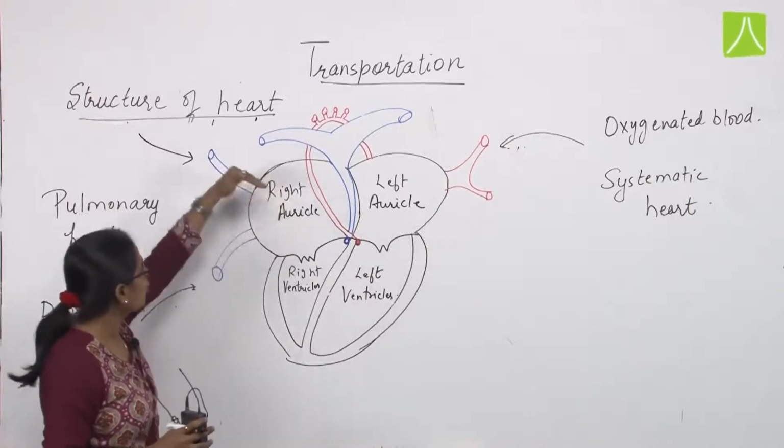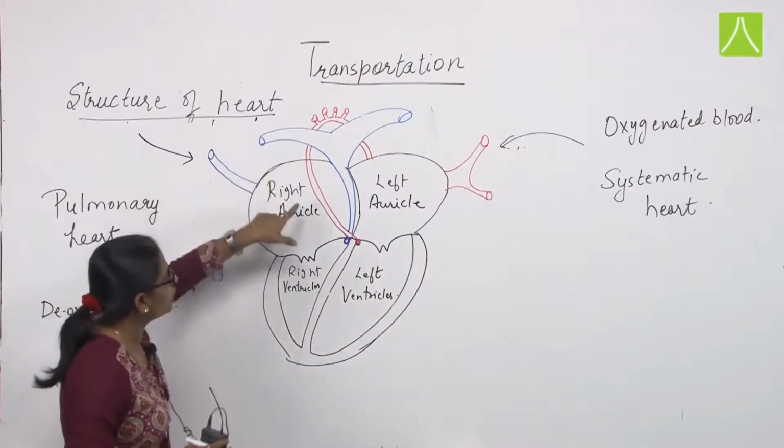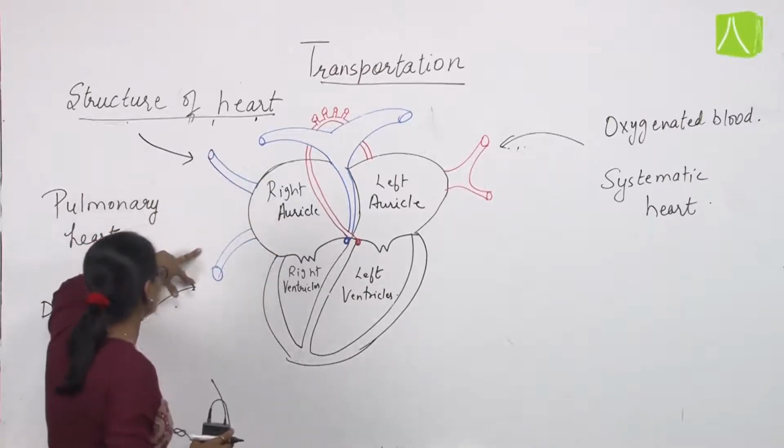Now let's see what the right auricle is. Now see, this is the right auricle, in which two types of veins are opening.